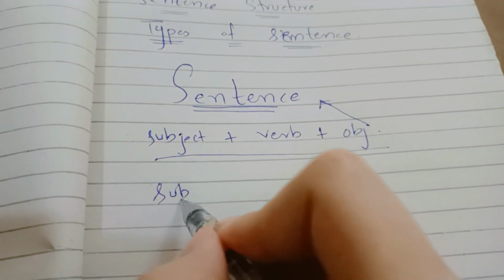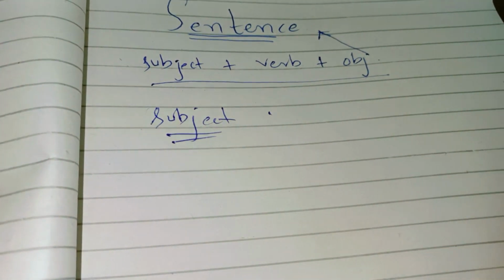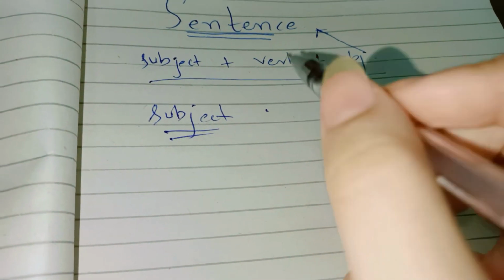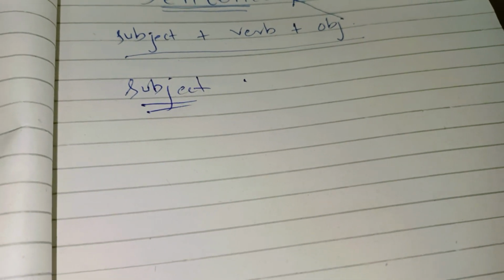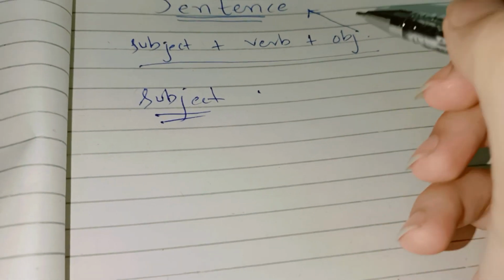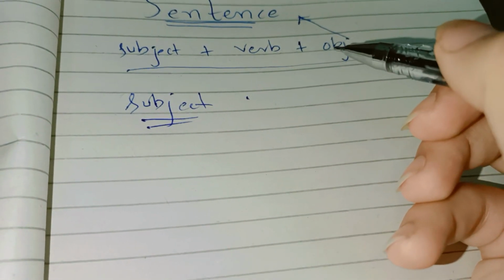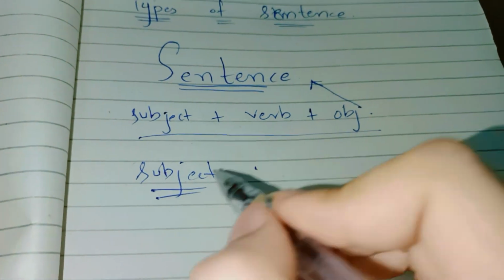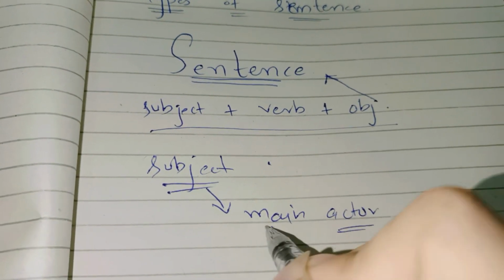Now let's discuss what a subject is in detail. A subject is the main actor or topic of the sentence, as I told you before, that it comes first in the sentence. It typically consists of a noun, whether a person, place, thing, or idea, or a pronoun, right? The subject tells us who or what the sentence is about. Now I told you that the subject is the main actor in the sentence, right? Now let's start with the example.